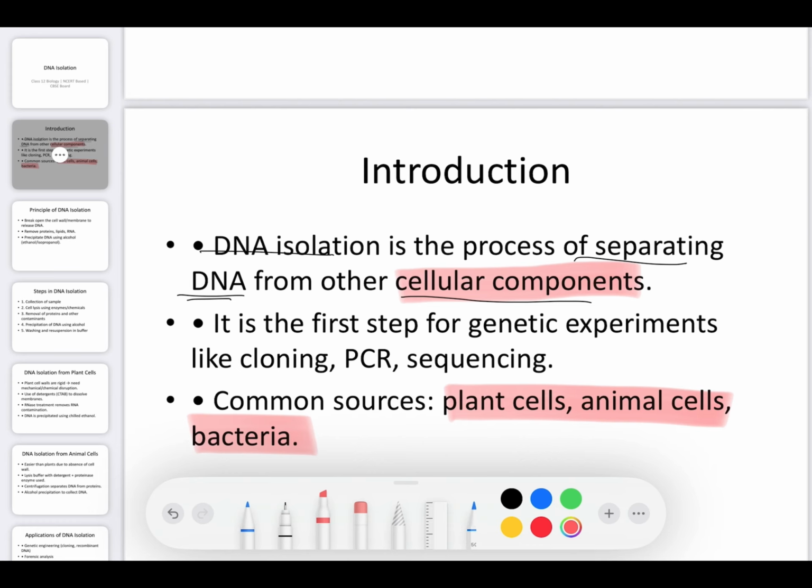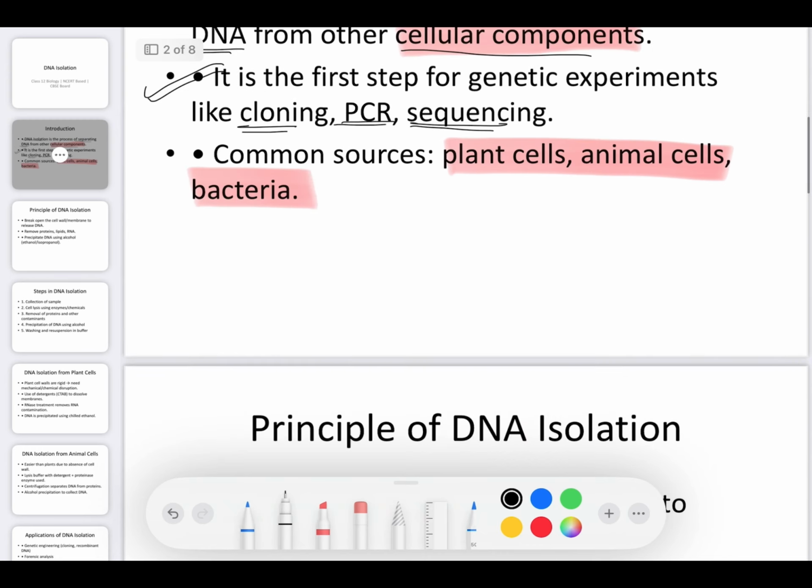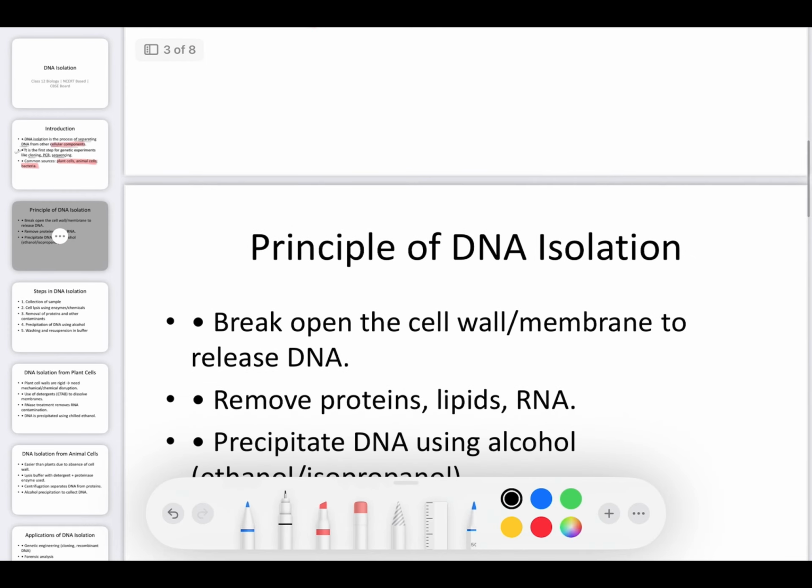What is the importance of it? Why do we separate out the DNA? We separate out the DNA for further processes like cloning, PCR, and also for sequencing. I will discuss these three processes in my next videos. Today I am going to discuss the DNA isolation.